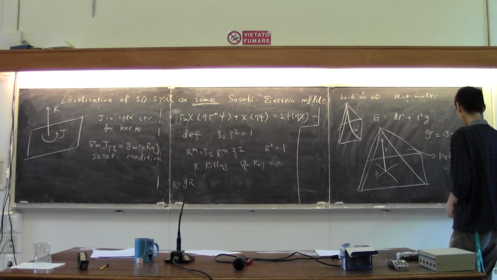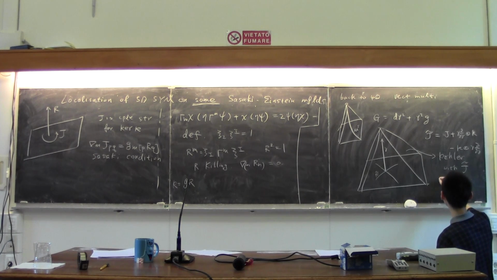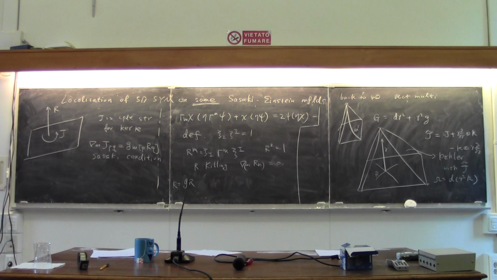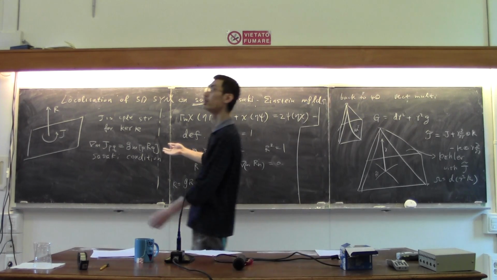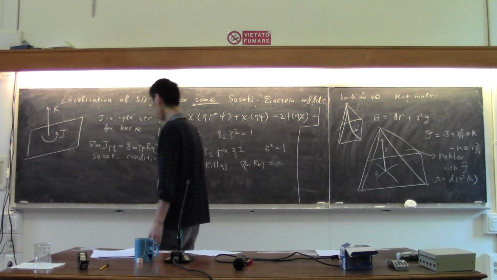With J, and then its symplectic form is omega is d r squared. I think it's kappa. So with this symplectic structure and complex structure, this cone is a Kähler manifold. So this is one way of reading this condition.